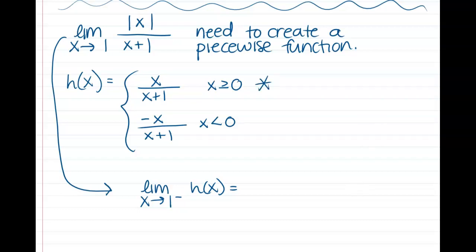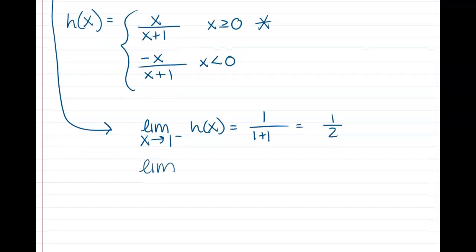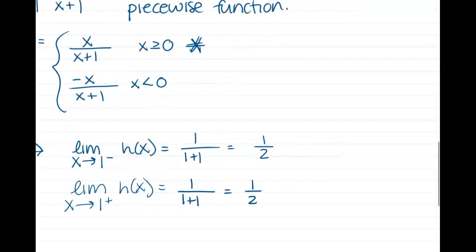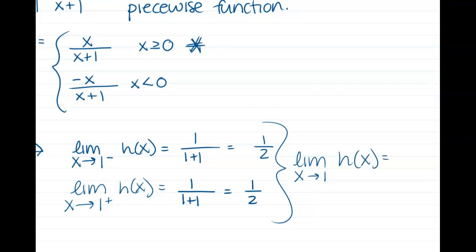Because to the left of 1, let's say it's like 0.9, that's still greater than or equal to 0. So we'll use the function x over x plus 1. So we'll get 1 over 1 plus 1, which is 1/2. And the limit as x approaches 1 from the right of h of x, let's say we're looking at like 1.1, so pretty close, it's still greater than or equal to 0, so we use the same function again. So 1 over 1 plus 1, which is 1/2. Since those are the same, the limit as x approaches 1 of h of x is 1/2.